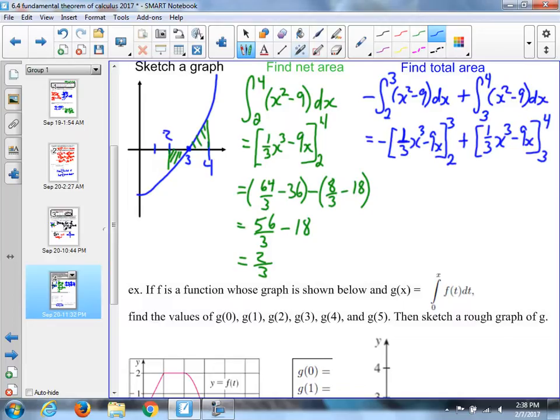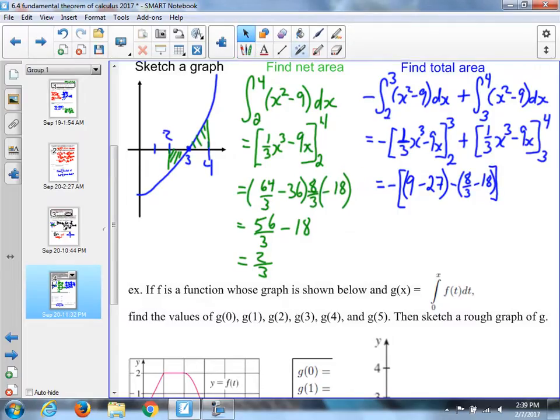Or maybe you shouldn't. I'm going to keep this negative sign outside. And then, with the 3 plugged in, we get 3 cubed, 27 divided by 3, which is 9. Subtract 8 over 3. Minus 18.